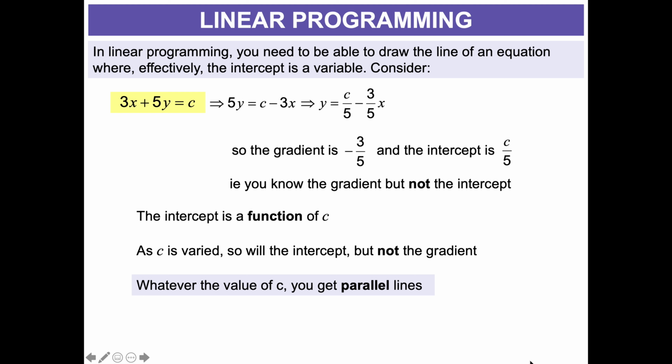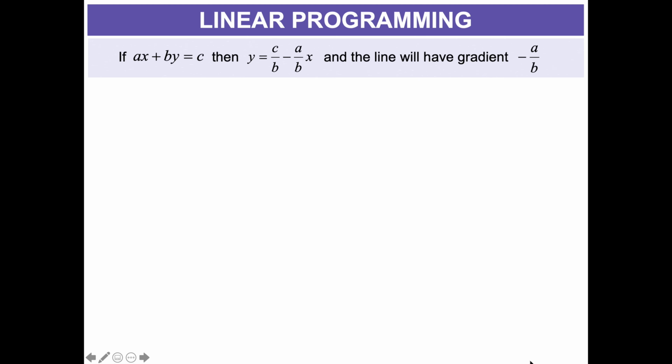So the outcome is that whatever the value of c, you will get parallel lines, because lines that are parallel have the same gradient. So if you want to draw 3x plus 5y equals c, you basically draw any line with a gradient of negative 3 over 5. Anytime you are given or you state the objective function, you just identify the gradient and then draw the line with the same gradient.